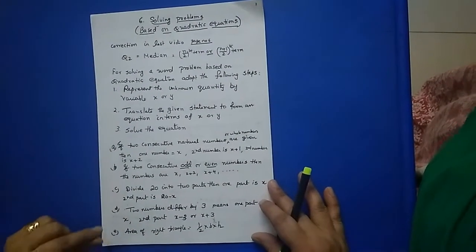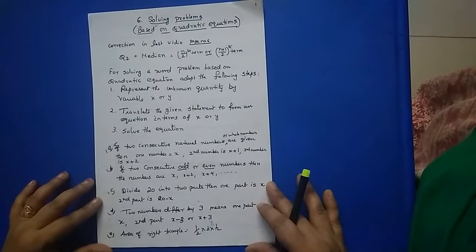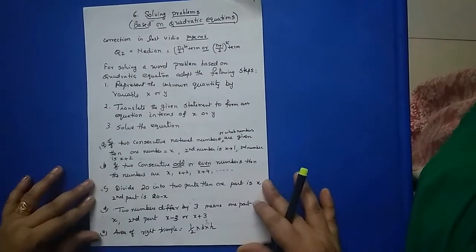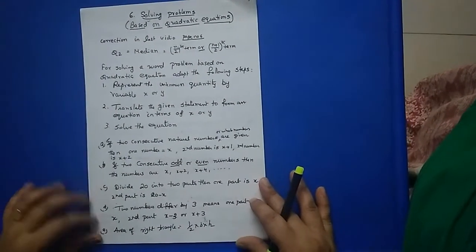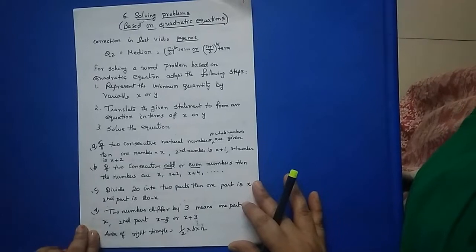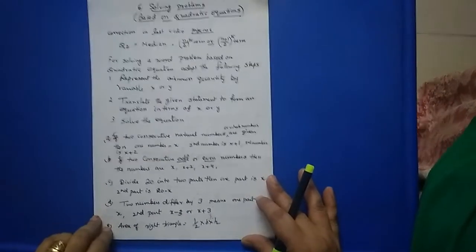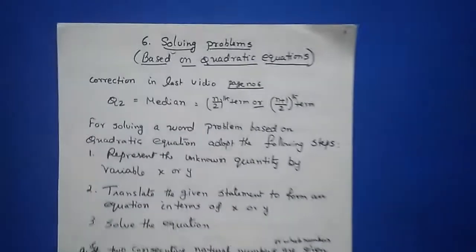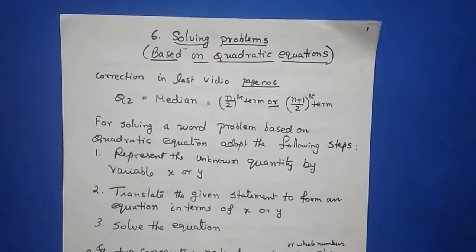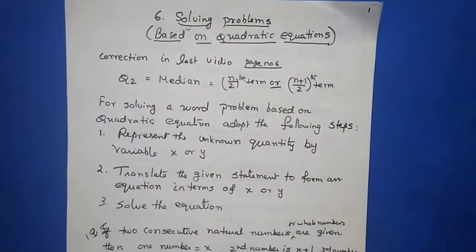Before that, in the last video, on page number 6, Q2 is equal to median, not mean. So correct it. Q2 is the median, which is equal to the n by 2th term or the (n plus 1) by 2th term. So do this correction, students. Okay, now come to this chapter.